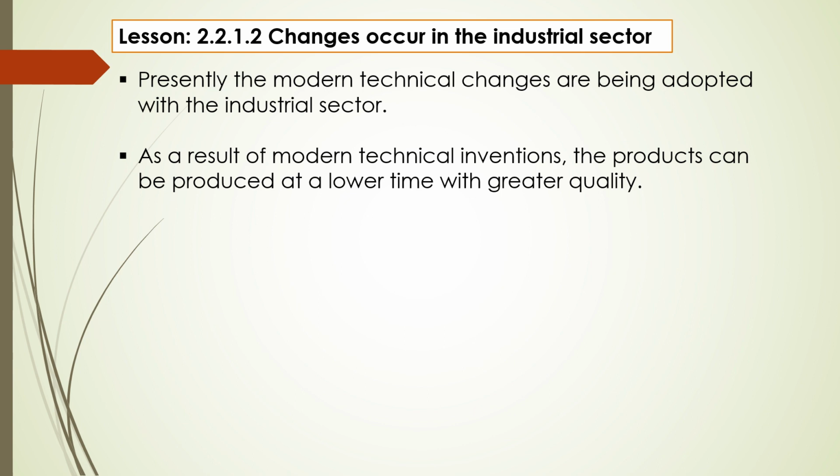Because of the technological changes in the industrial sector, the quantity of products is high. Earlier in the industrial sector, for example, if you wanted to produce a material, it took a lot of time. Nowadays the quantity of products is high, and the quality is also ensured. Now we will see the results of the changes in industry.